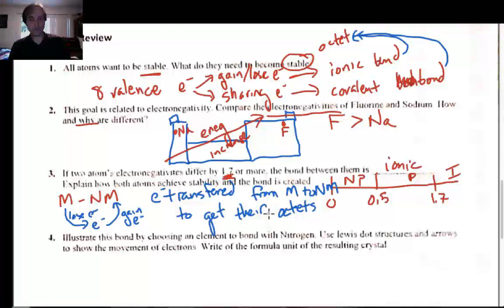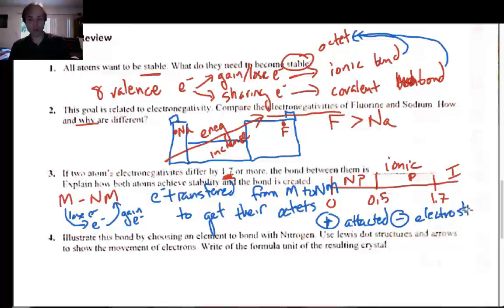Once you've transferred that electron, you then have a positive ion, a cation, attracted to a negative ion through electrostatic attraction. And that's your ionic bond. Okay, so that's question 3.